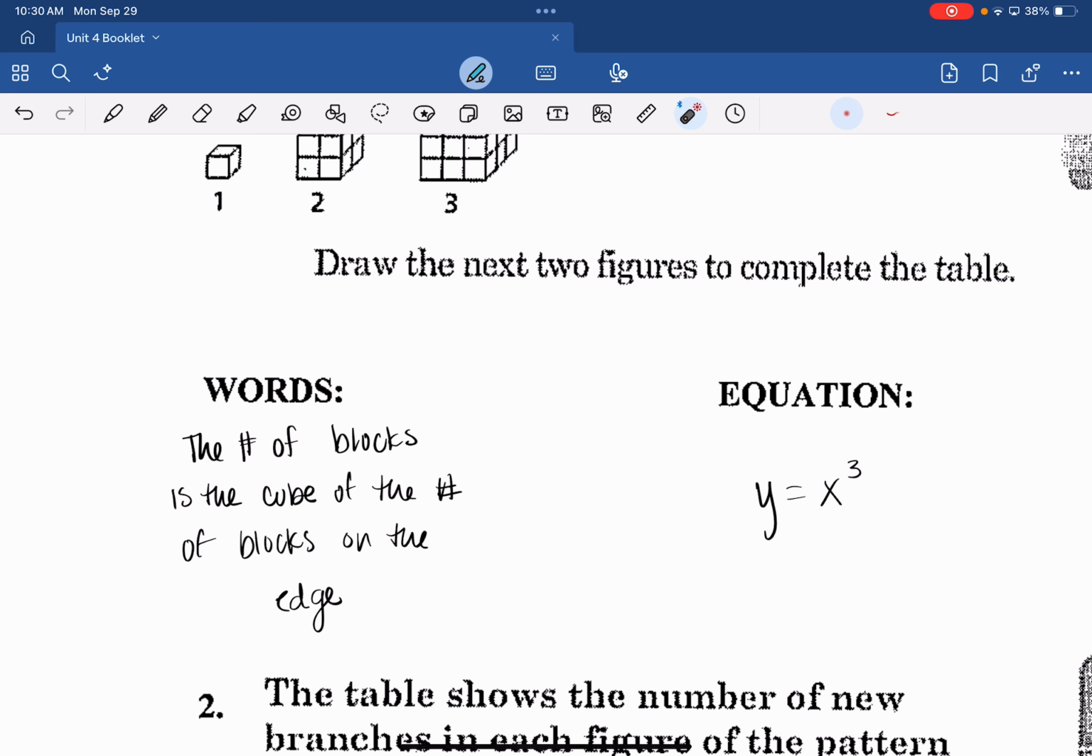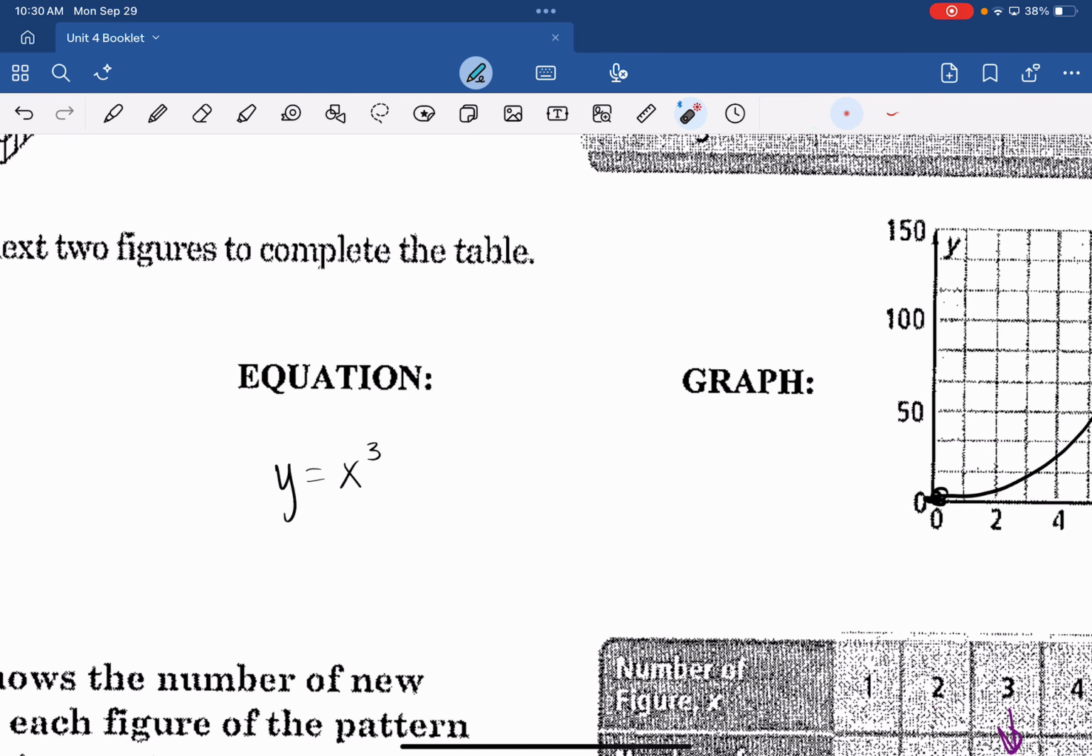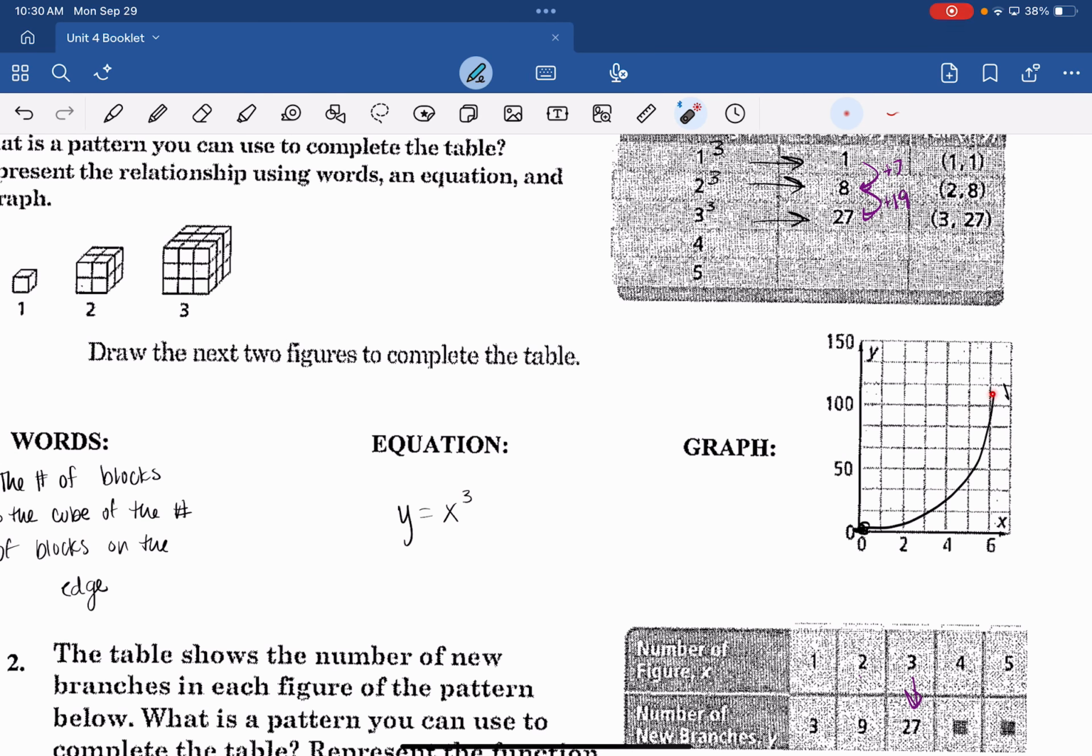Here's our independent variable. We're cubing it. That gives us our dependent variable. And for time's sake, I'll just give you our graph. It would look something like this, something like a U going up.